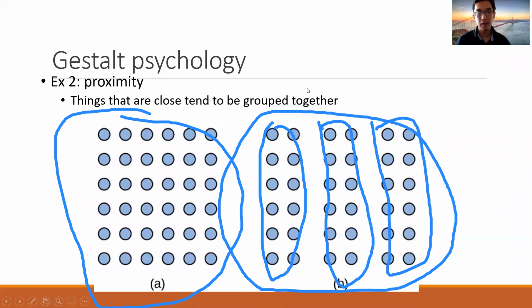So the things that are physically close together tend to be perceived as one group. But if something is really far away from another thing, they do not tend to be perceived as one group. They tend to be grouped as different groups.